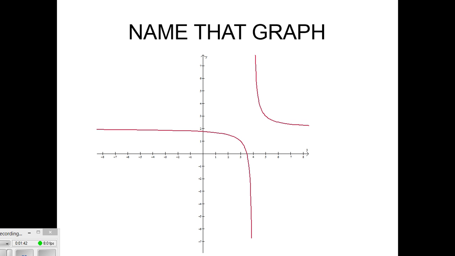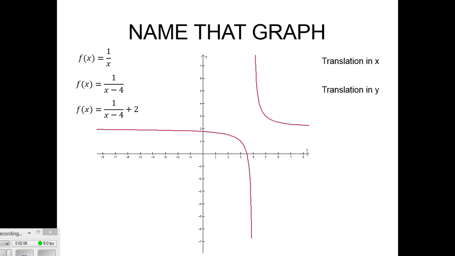Name that graph, okay? This is obviously a variation of 1 over x. How is it varied? Well, looks like it's been translated in x, 4 units to the right, which would have this representation, 1 over x minus 4. And then we look like we went 2 units up, okay? And therefore the final equation for this is, as we see, 1 over the quantity x minus 4, plus 2.